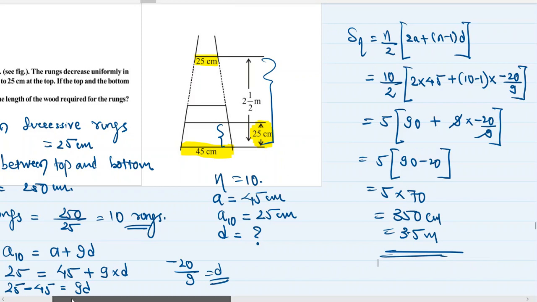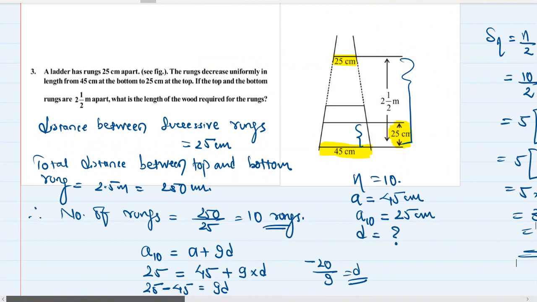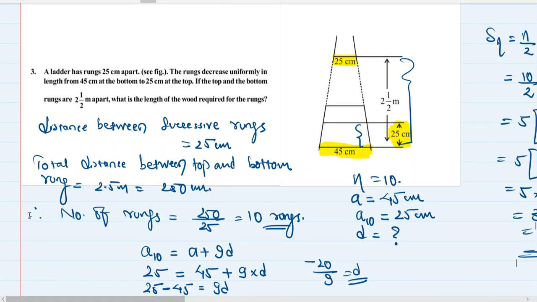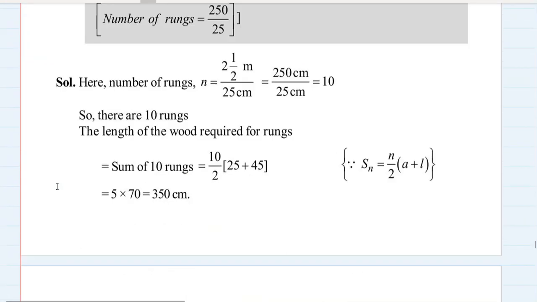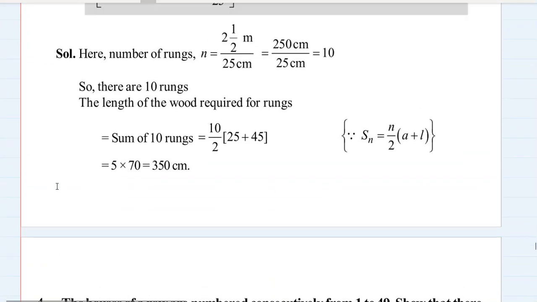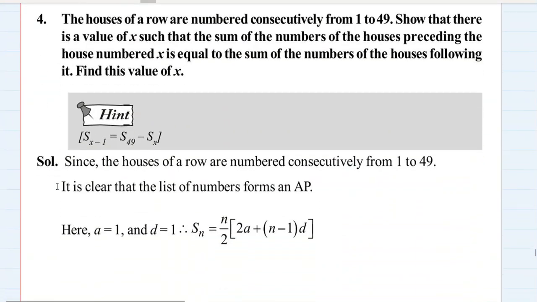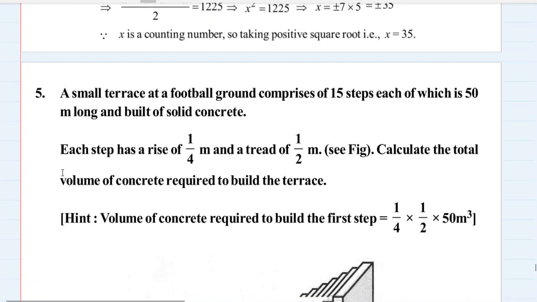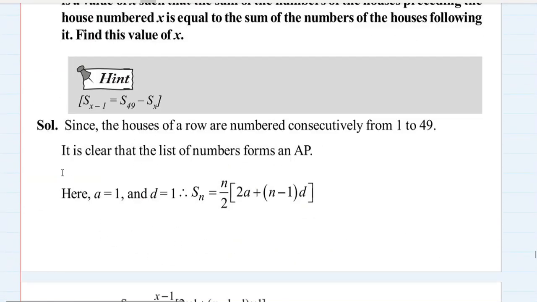So that is the length of total wood required for the rungs. 3.5 meter. Let's check the answer. Yes, it is correct. Okay, I think two more questions.